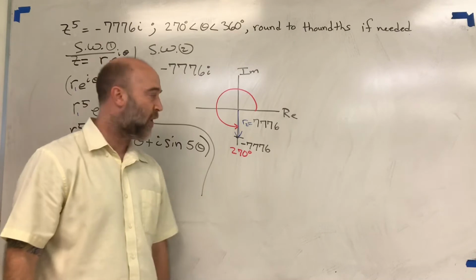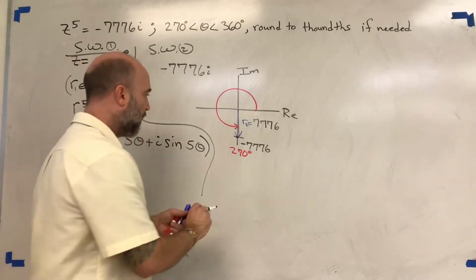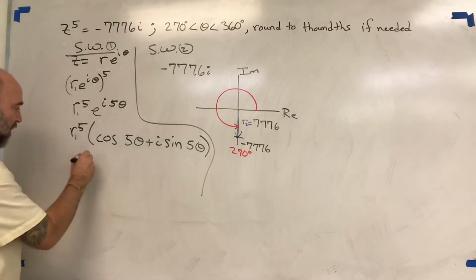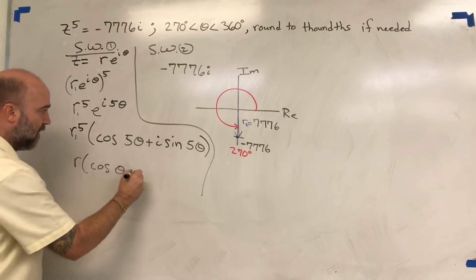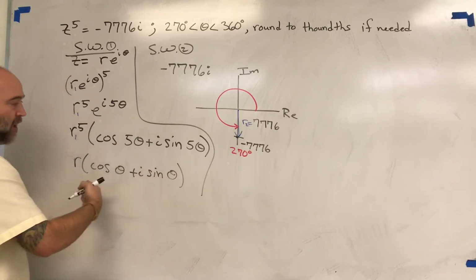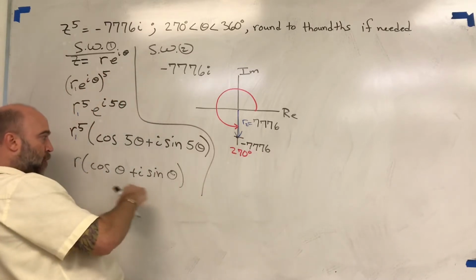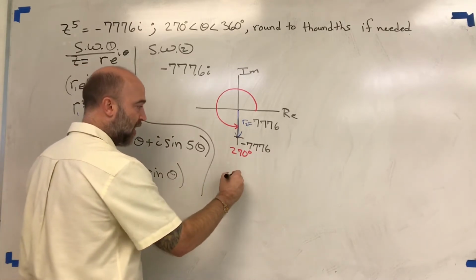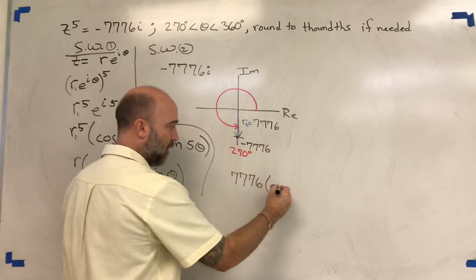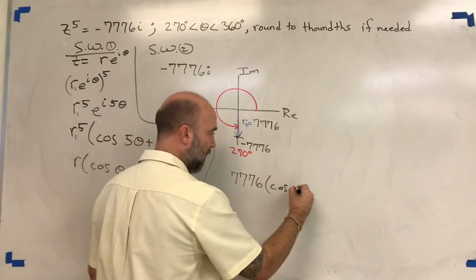So if I write this out in its polar form, the same form as this one right here, it turns into r cosine of theta plus i sine of theta, which is the general form for the polar form of a complex number. So I'm rewriting this using this form right here. Our r is 7,776, parenthesis, cosine of the theta, the argument is 270 degrees.